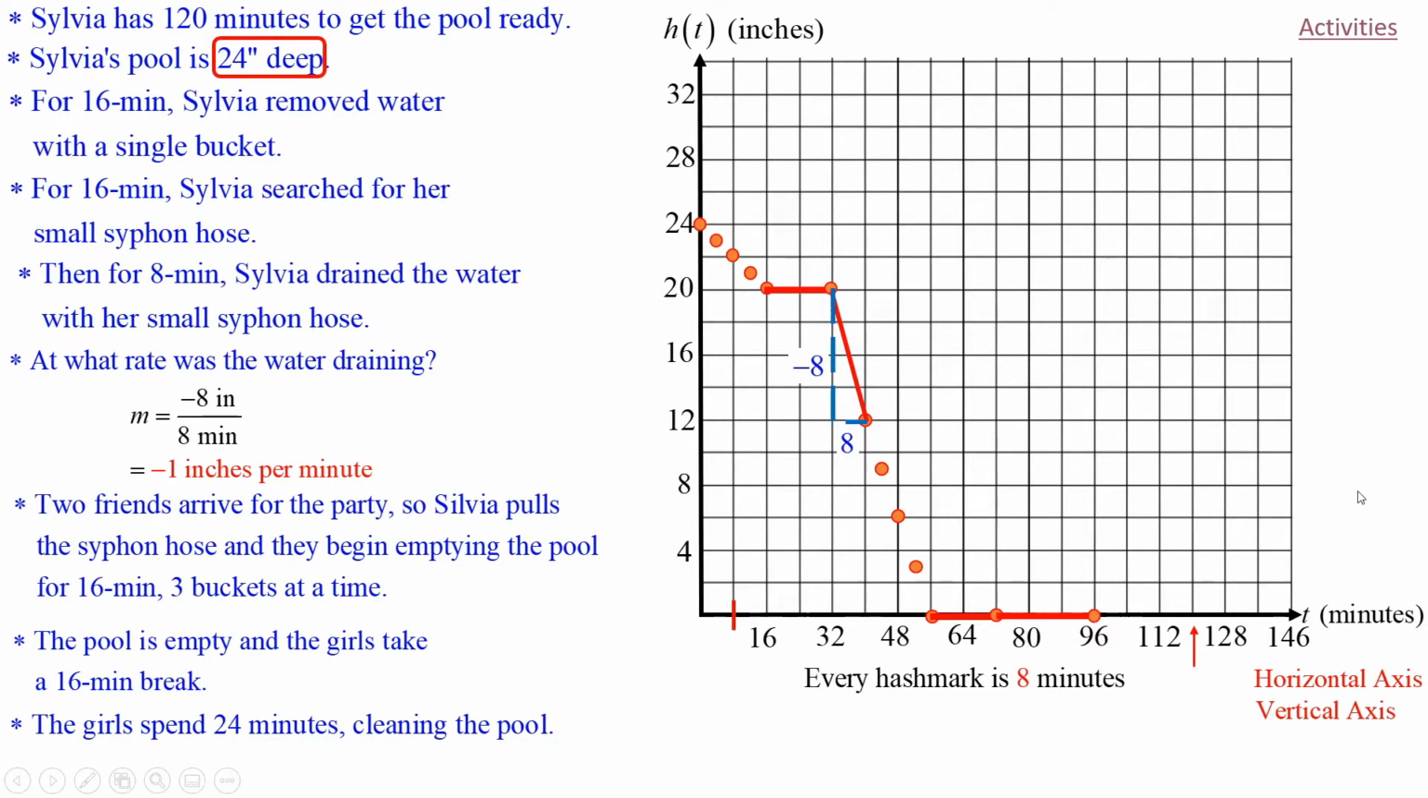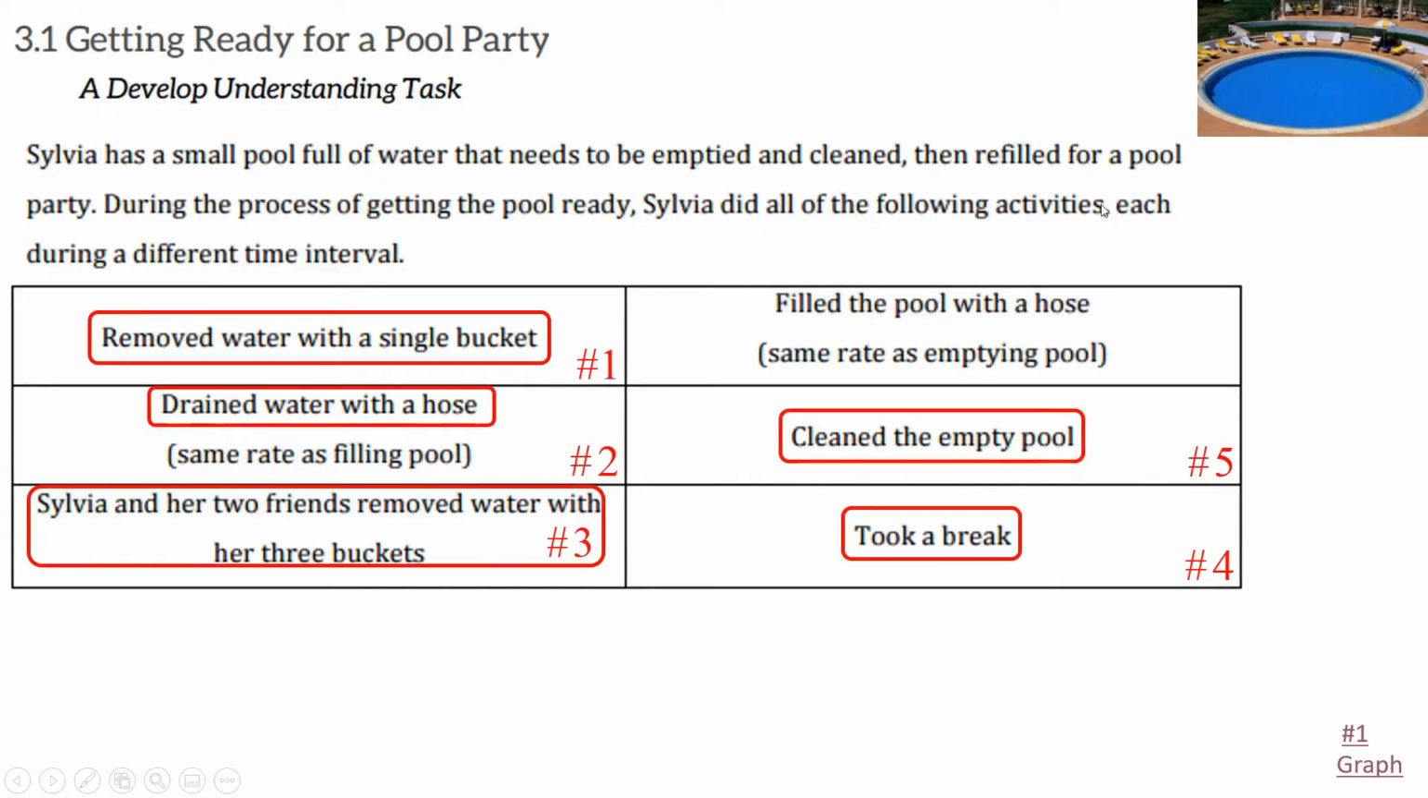All right, I think we've accounted for that. And notice that when the girls were taking a break and then cleaning, the pool stayed empty, so it's constant and continuous. The water level of the pool from this time to this time is at 0 inches. Okay, well, what do they have left to do? They better fill the pool back up now that it's clean, so let's find out.